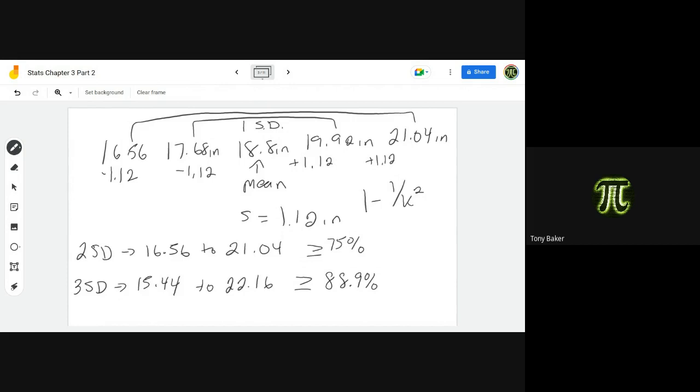Now, if you did 1 over, so 3 squared is 9, right? 3 squared is 9. Yep. So if you do 1 minus 1/9, which is 8/9. Right. And if you did 8 divided by 9, you get 0.88888, which is 88.9. That's what we did to get those percentages. Okay, I see what you did there.